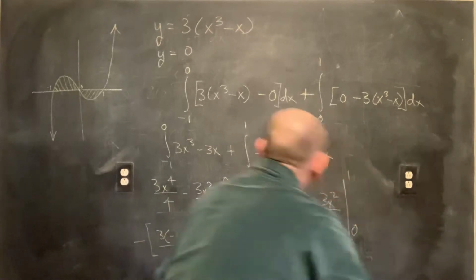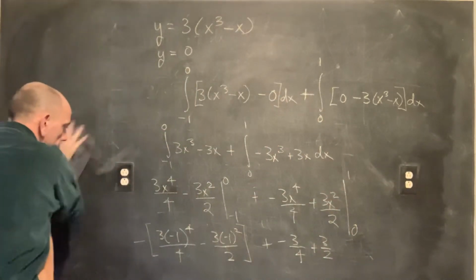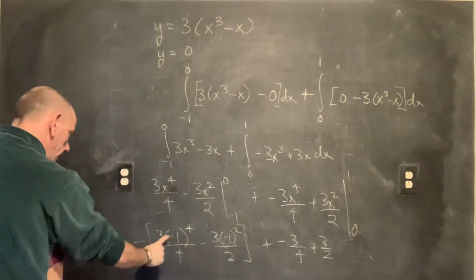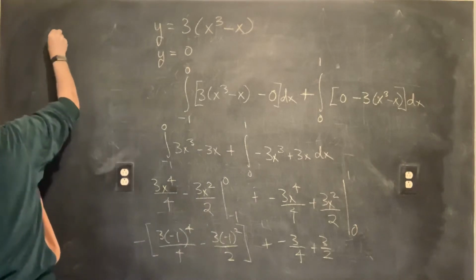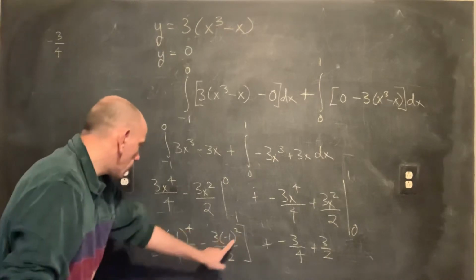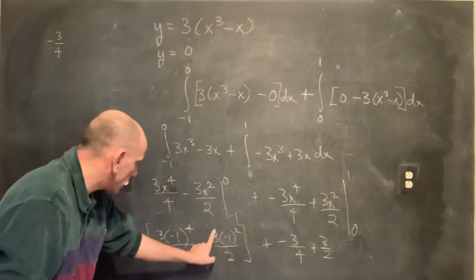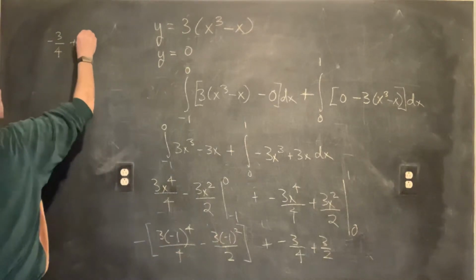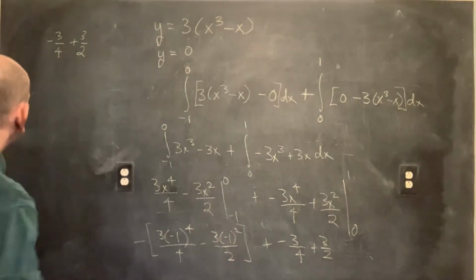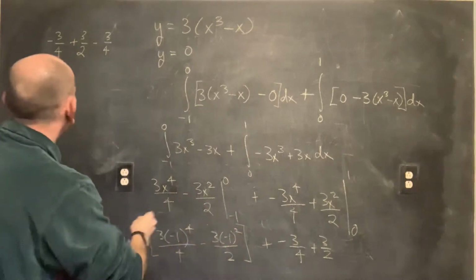Okay, let's see what we've got. This is positive, so negative 3/4. This is also positive, since it's a square, but that's a minus, so minus minus, so plus 3/2. And then minus 3/4 plus 3/2.